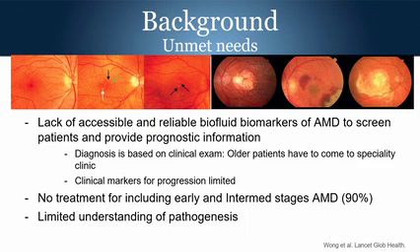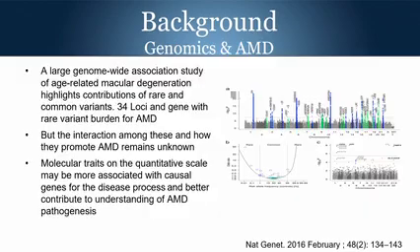Secondly, there is no treatment at this time for the early and the intermediate form of the disease, which constitutes about 90% of the problem. And most of this is because we have limited understanding of the pathogenesis of age-related macular degeneration. At the same time, being a retina specialist, I know that we have a lot of knowledge of genomics of macular degeneration. A very large international AMD consortium study has shown significant role of 34 loci and genes with both rare and common variants burden for age-related macular degeneration.